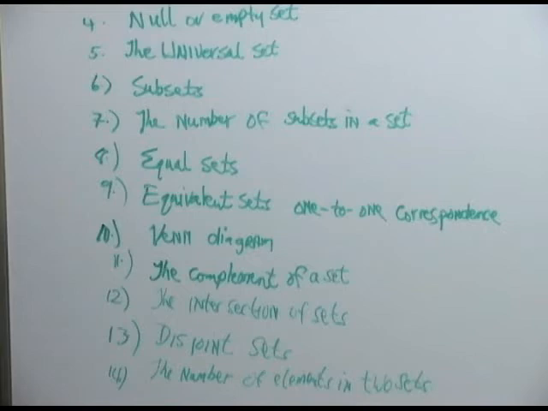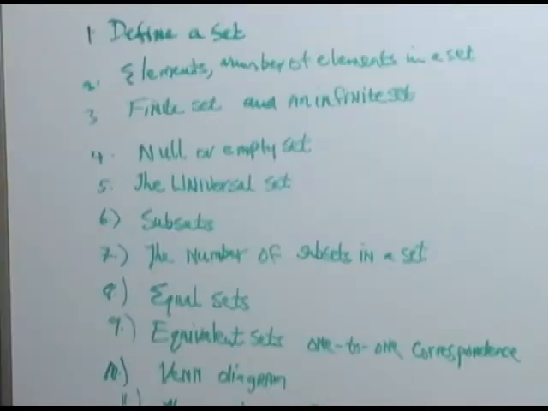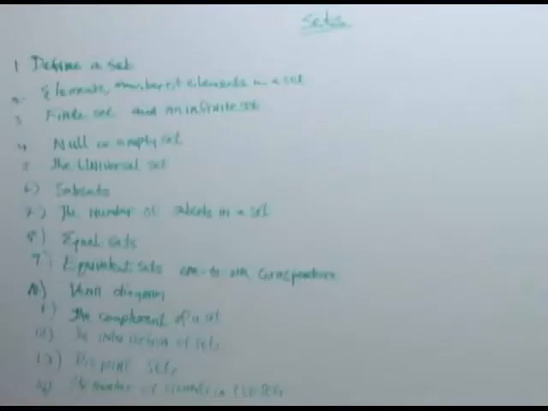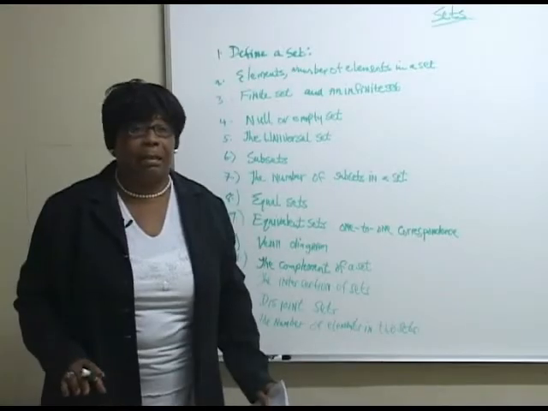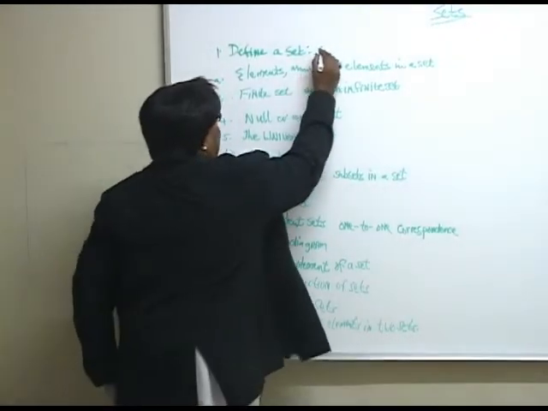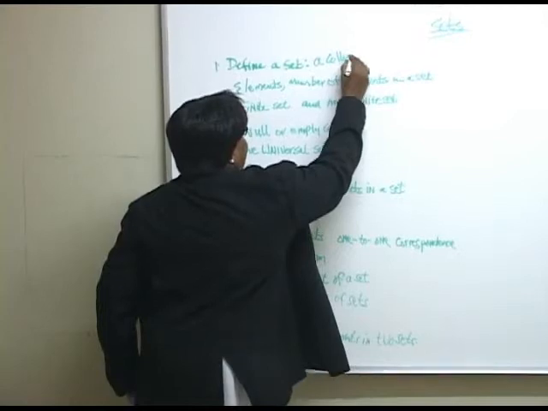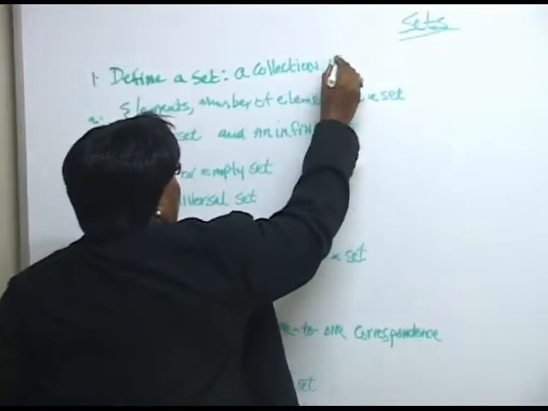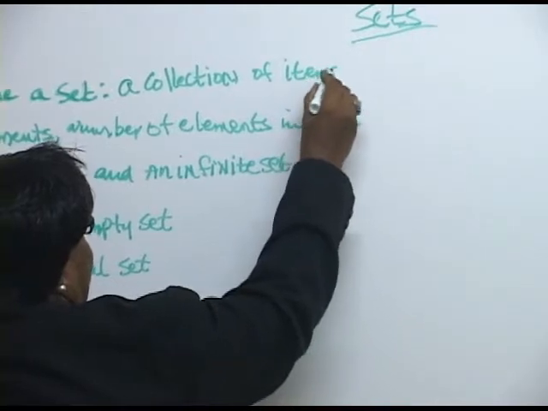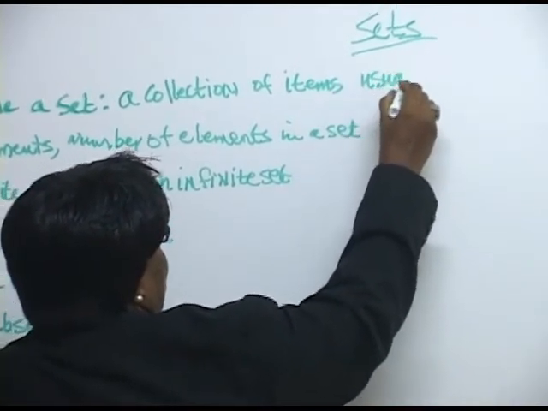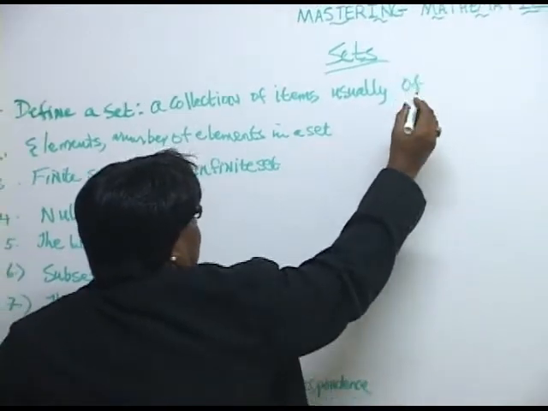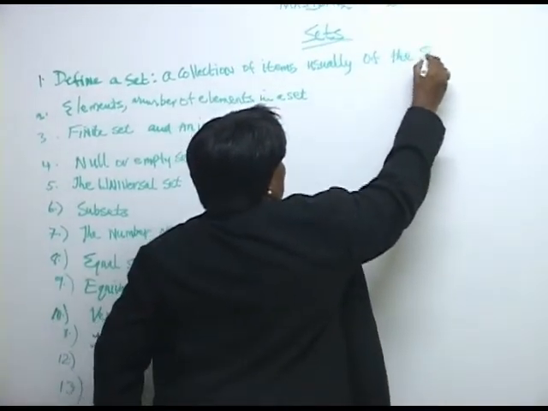So our first order of business for today is to define a set. And for that, we would just be saying all items of the same kind, we refer to them as a set. So we say a set is a collection of items, usually of the same kind.